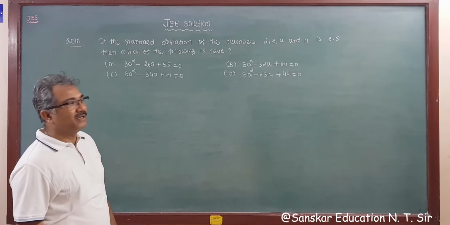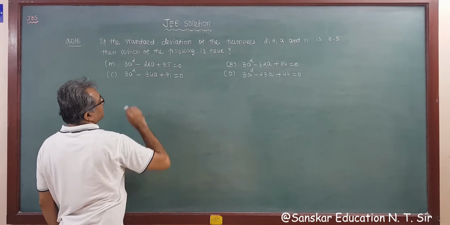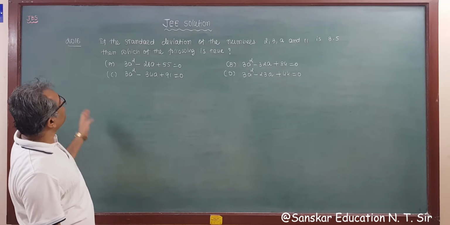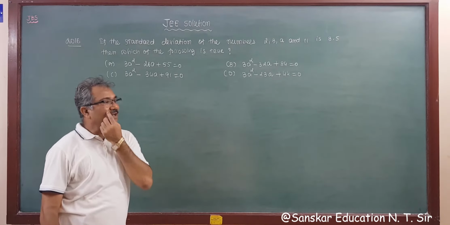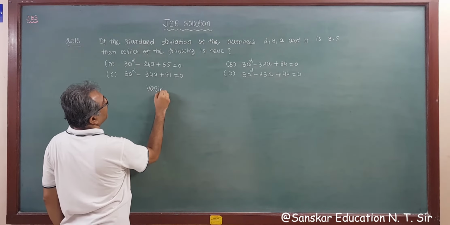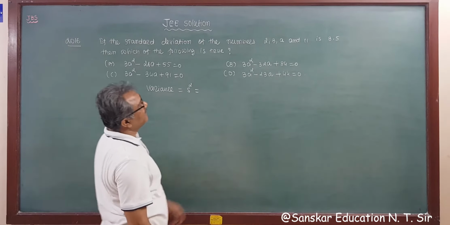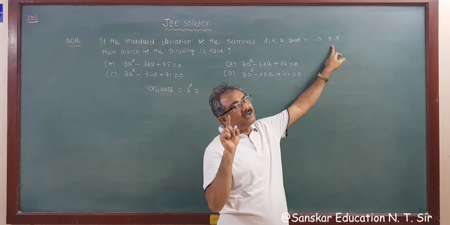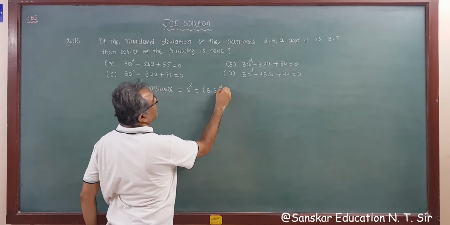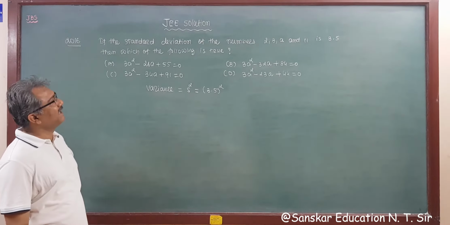For standard deviation, you have a formula, S square, that is the variance. Since the standard deviation is given, we can find the variance. So here variance is equal to S square, that is 3.5 whole square. Standard deviation square is variance.